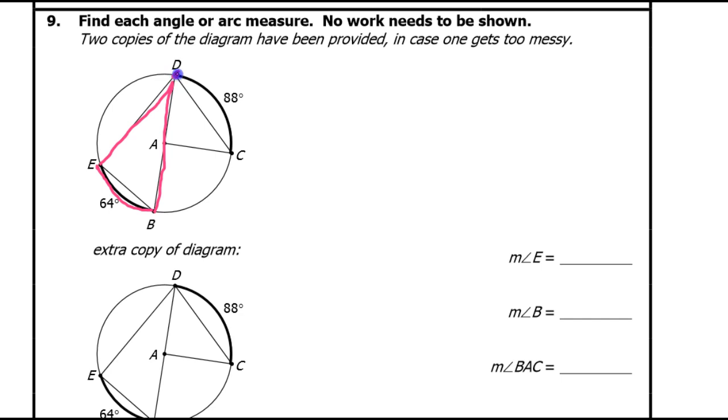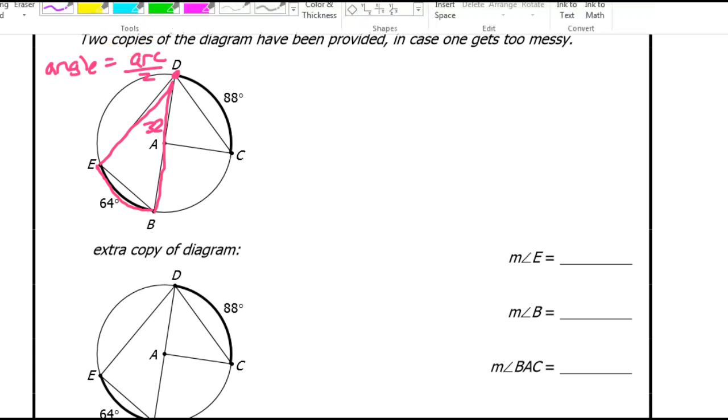This angle that I just drew is on the circle. So the formula there is that the angle is equal to the arc divided by 2. So that's why if I take half of 64, I'm going to get 32. So that angle right there is going to be 32. Okay, all right, so I'm going to come back to that.